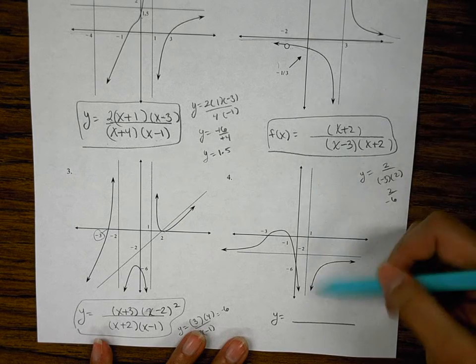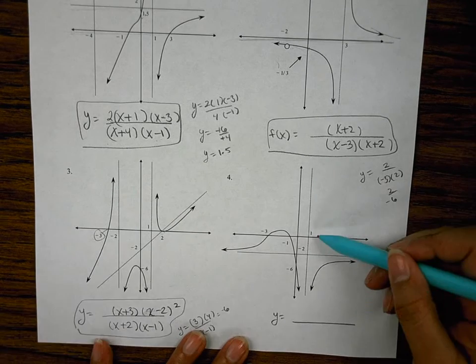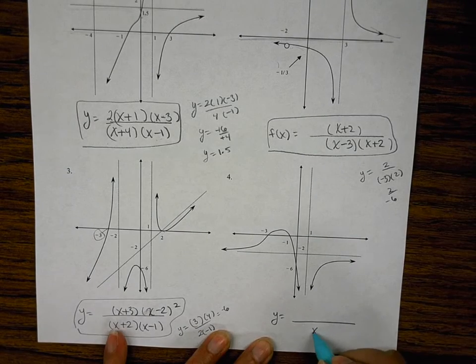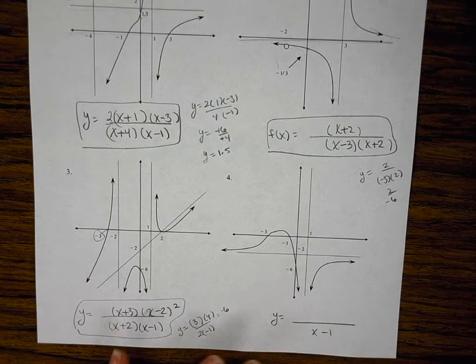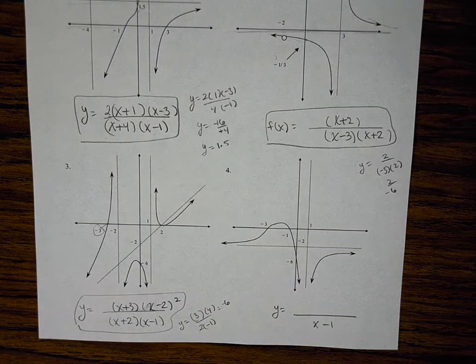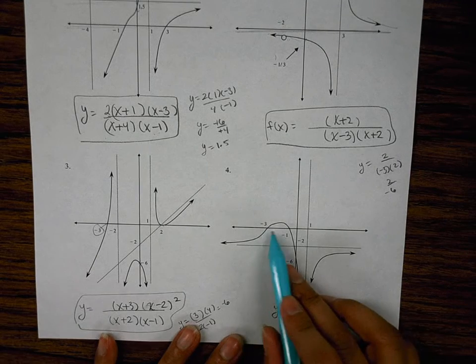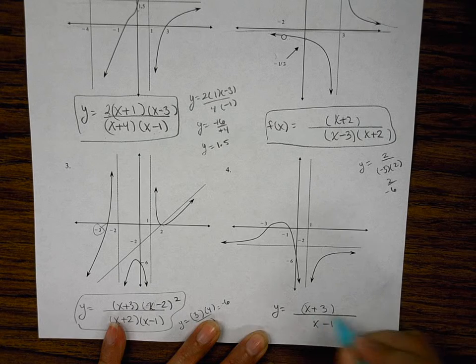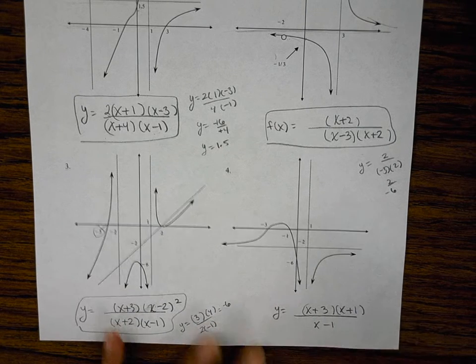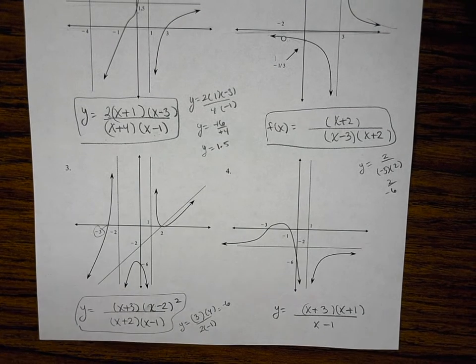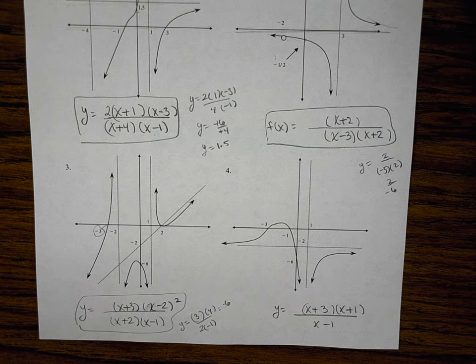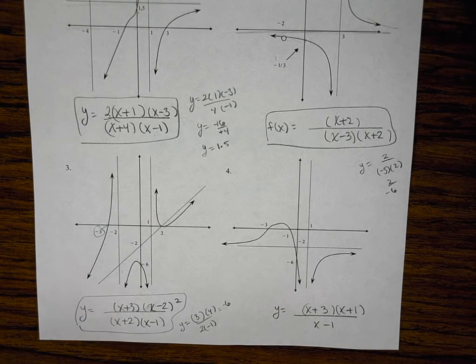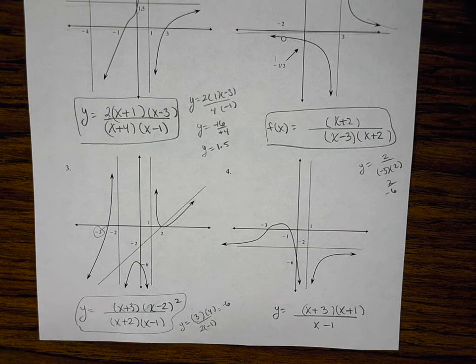Okay, last one. All right, I have only one vertical, and it's at 1, so I'm going to put x minus 1. X-intercepts, I have 2, a -3 and a -1. If there is a slant, a horizontal, take care of that. I don't have any holes.